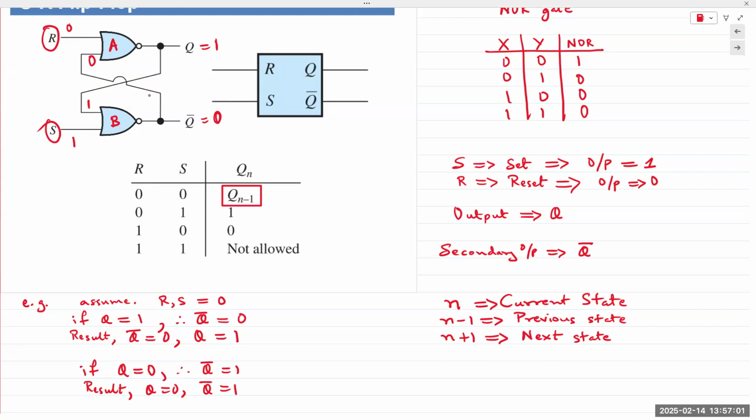If R goes to 0, S goes to 1, output is 1, which is this state. Similarly, if R goes to 1, S goes to 0, then the output flips. Q becomes 0, Q bar goes to 1. Hence, set reset. If set goes to 1, Q goes to 1. If reset goes to 1, then Q goes to 0.